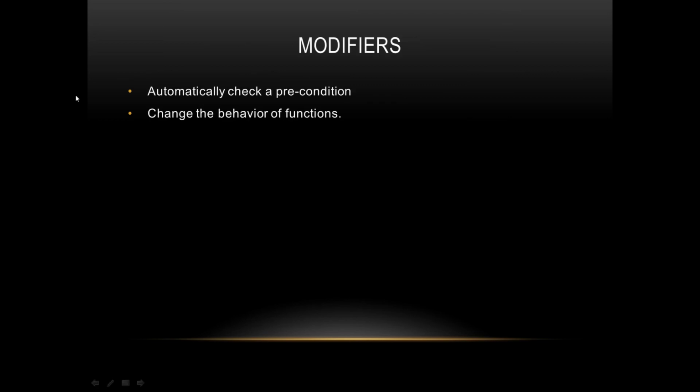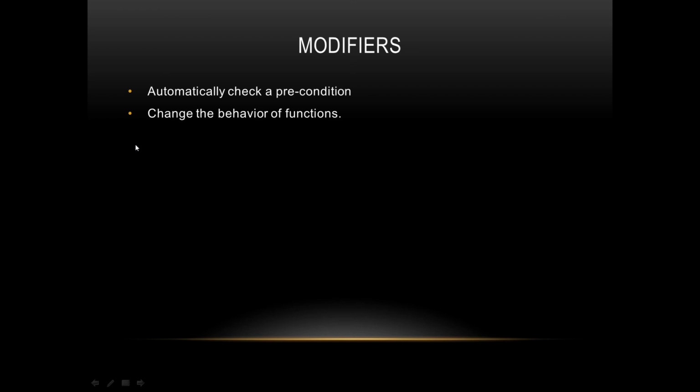Then we have some modifiers. Modifiers are very simple. It is basically a function body in which you have the required statements. What it will do is act as a precondition. First we will check this. If this condition is satisfied, then only will we go to the next one and execute the function. Otherwise, we will return the gas. It works like that. Then they change the behavior of functions.